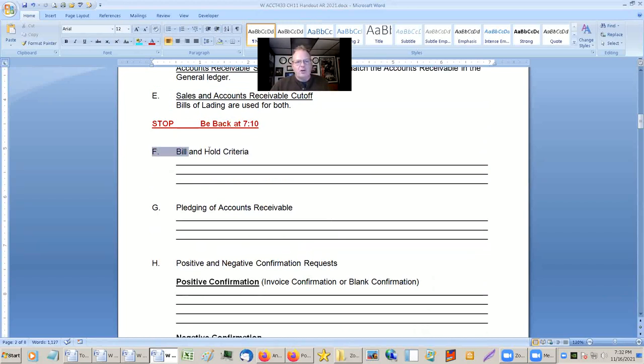Okay, bill and hold criteria. Bill and hold is when you bill somebody for something, but you still have it in your possession. Now, this must come from whoever the buyer is. This is very important: you have to have an actual legal document showing that they own it and that you do not own it.